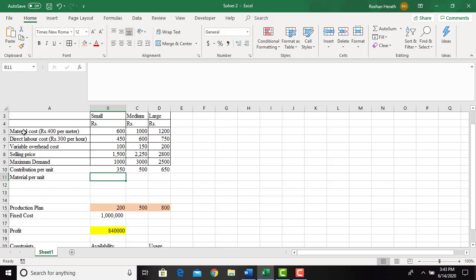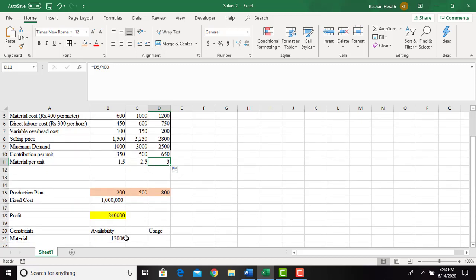It says that 1 meter of material will cost you 400. So if it takes 600 cost per unit, then you know that if you divide this 600 by 400, it will show you how much would be the material per small size. It takes 1.5 meters of material. Here it takes 2.5 and here it takes 3 meters of material. So this is the material requirement.